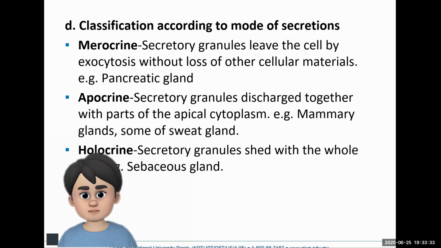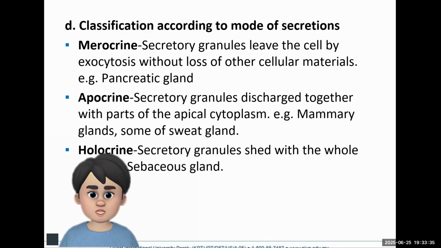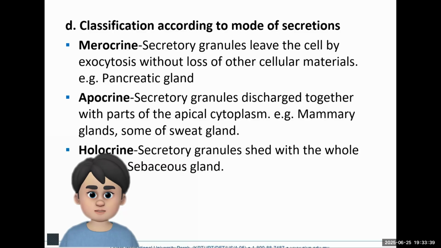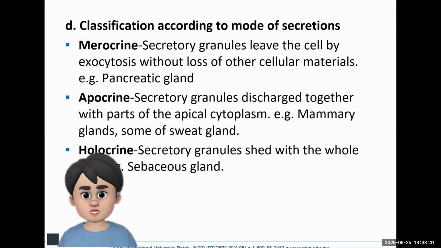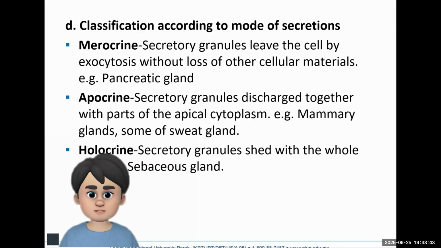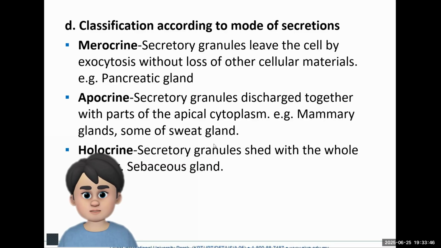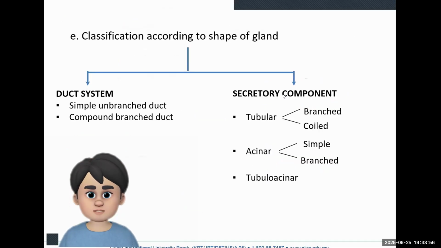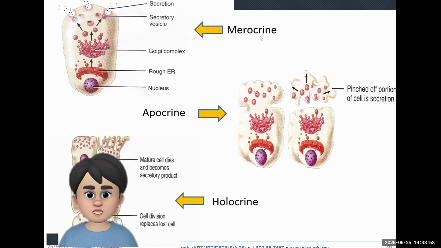Apocrine gland: secretory granules are discharged together with part of the apical cytoplasm, for example the mammary gland and some sweat glands. Holocrine gland: secretory granules are shed with the whole cell, for example the sebaceous gland. This is the merocrine gland, this is the apocrine gland, this is the holocrine gland. Write that as an activity: compare the merocrine, apocrine and holocrine glands.